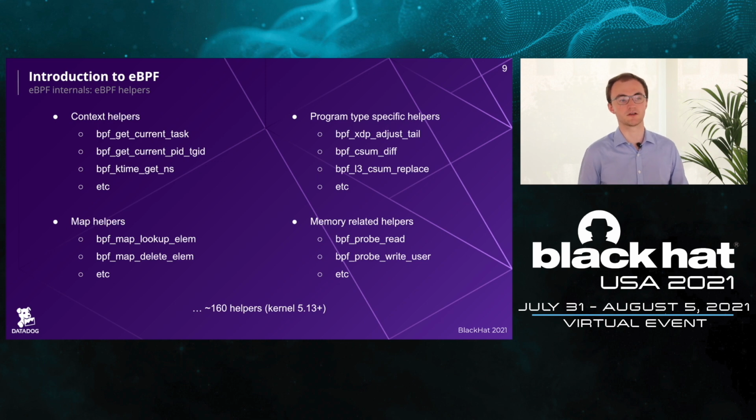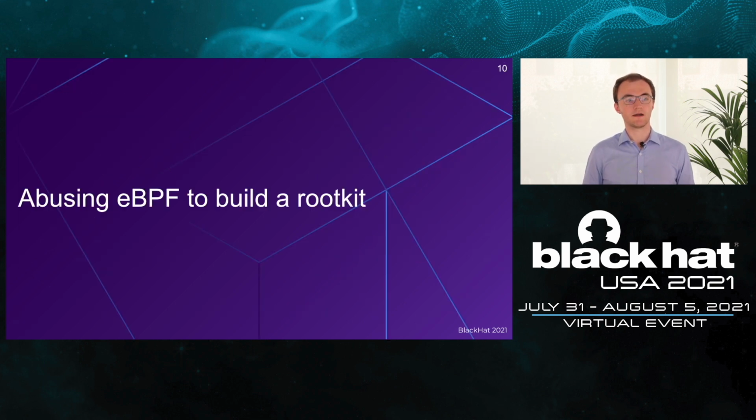For example, you have context helpers that will tell you things about the user space program that triggered the eBPF program, or other kinds of helpers such as map-related helpers or memory-related helpers that will let you read or write to memory. All right, so that concludes this introduction to eBPF, and I will hand it over to Sylvain so that he can kick off the presentation of the rootkit.